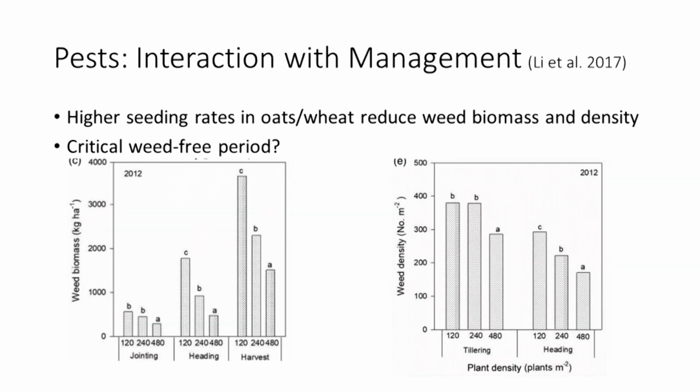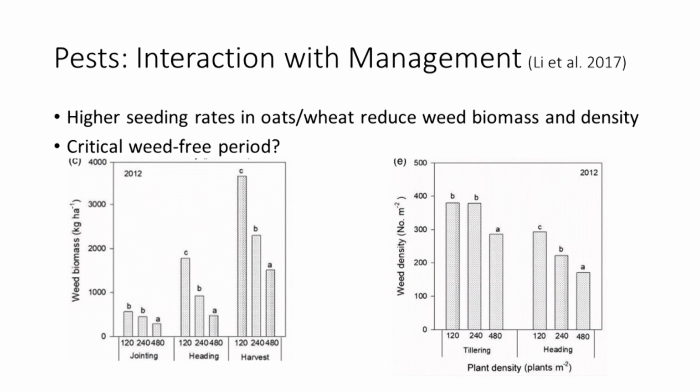An example of pest interactions with management, a classic one, is the effect of crop seeding rate on, again, weed competitive ability, either weed biomass or total weed density, so the number of weeds per meter squared. This is a study in oats done across Canada. Three seeding rates, 120, 240, 480. In Ontario, the typical seeding rate for oats is around 300, let's say. So we have lower and a much higher seeding rate.